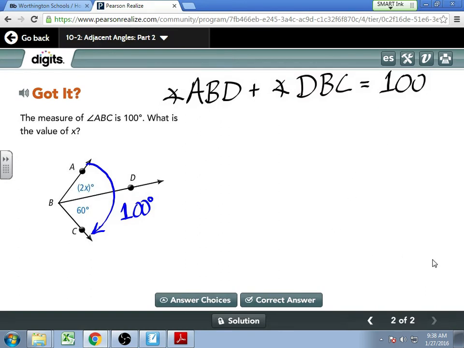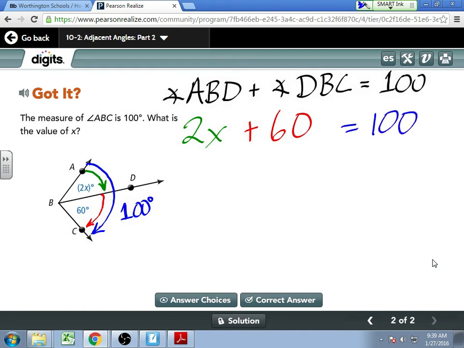Sure. What do you think? You were actually the next card, so that's ironic. Do you want me to say the equation? Yeah. What did you write out? Okay, I put 2x plus 60 equals 100. So Karina replaced ABD with the value of 2x. Then she replaced DBC with the 60, and that equals the entire angle 100.